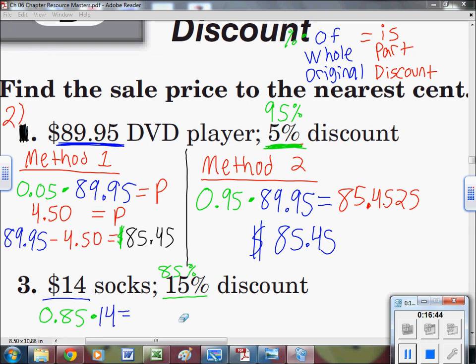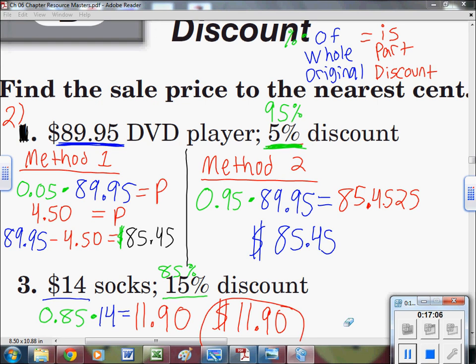So you're ready for the calculator at this point. What is 0.85 times 14? So 0.85 times 14. Okay, that gives me 11.9. Well, that means 90 cents. So that's $11.90. That's what that tells us. That's going to be our sales price, $11.90. That's your sales price after the discount.